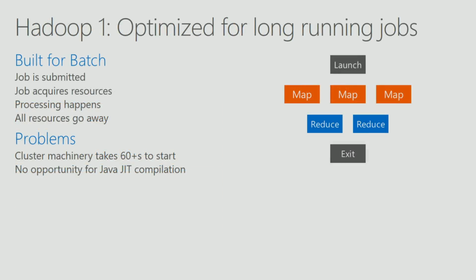So the first one is job submission. If you think about Hadoop when it was first introduced, or Hadoop 1, as we call it, it was built for batch. At a very high level, a job is launched, a bunch of resources are acquired, and once it finishes, those resources are let go, and the job ends. That works great if your job is running for hours. The problem is, to just grab those resources, it takes 60 plus seconds, right? So your first minute is always spent just trying to launch this job.